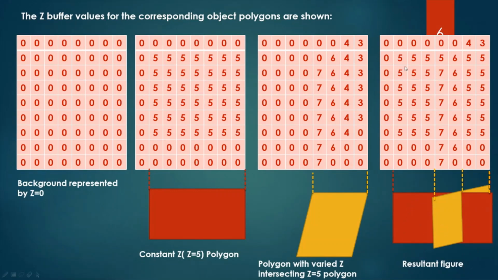Here is the red portion, so all are 5. Here it is 7, but here some portion is red, so it is 5. Now here it is 6, here it is again 5 because of the red polygon, and here some portion is yellow, so it is 4. In this way we get the resultant figure.